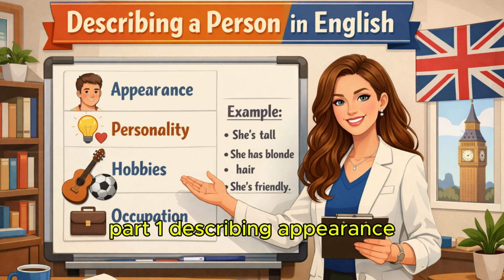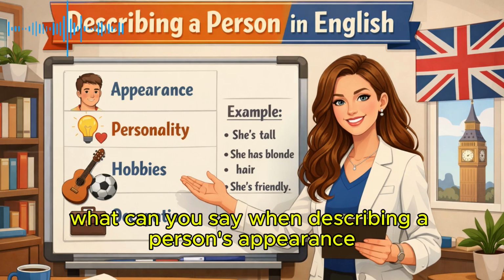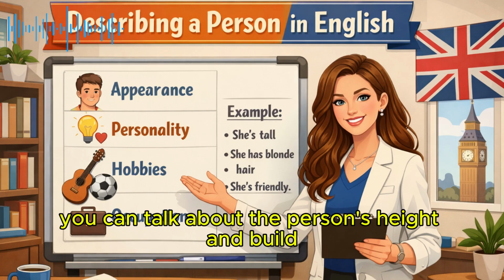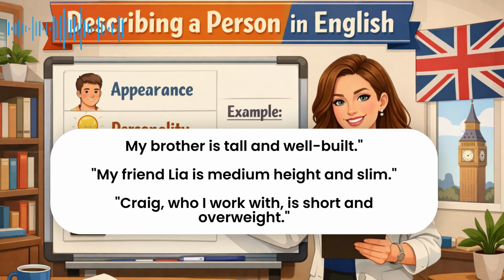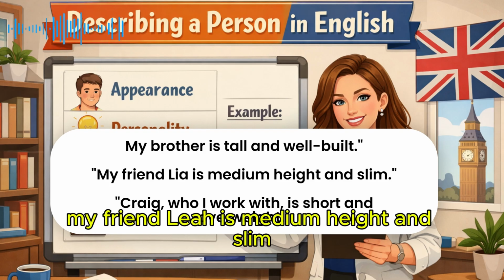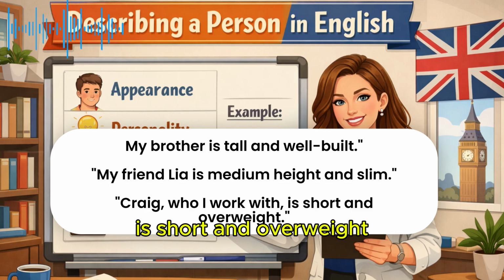Part 1, Describing Appearance. First question, what does he or she look like? What can you say when describing a person's appearance? You can talk about the person's height and build. My brother is tall and well-built. My friend Leah is medium height and slim. Craig, who I work with, is short and overweight.